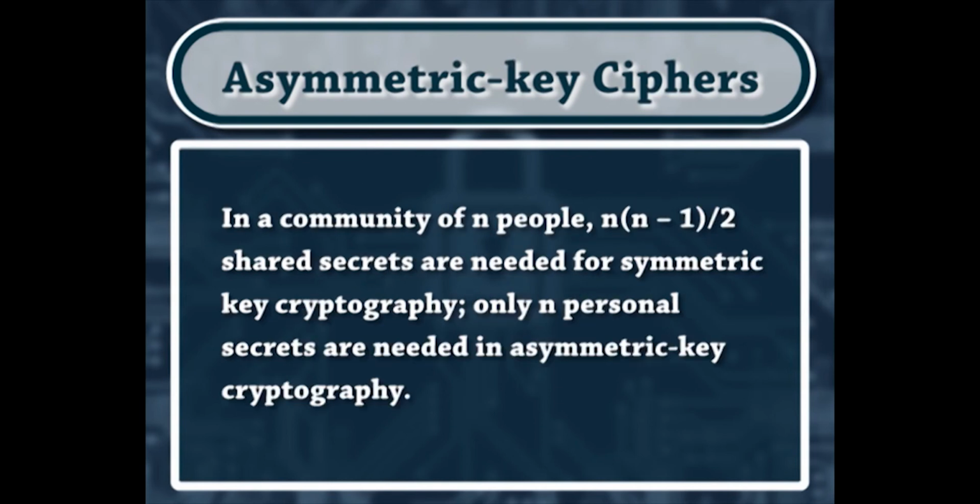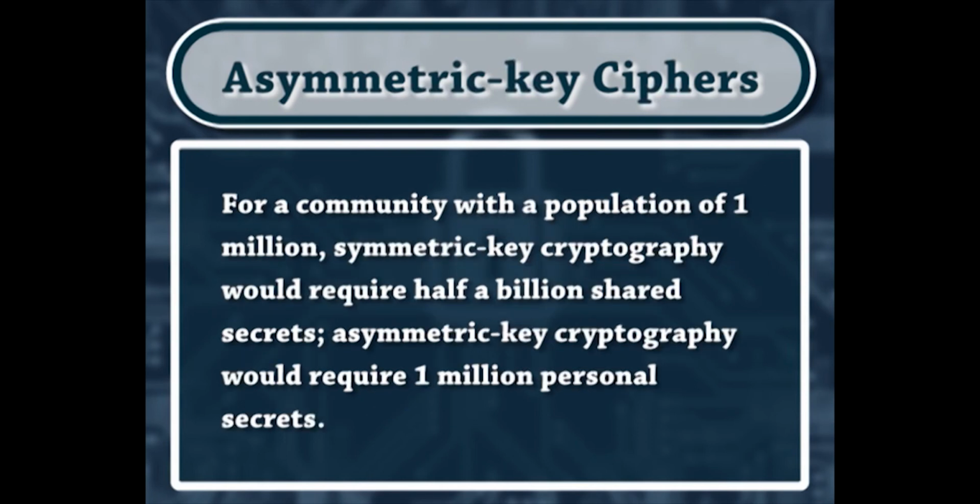In a community of n people, n times (n minus 1) divided by 2 shared secrets are needed for symmetric key cryptography. Only n personal secrets are needed in asymmetric key cryptography. For a community with a population of 1 million, symmetric key cryptography would require half a billion shared secrets. Asymmetric key cryptography would require 1 million personal secrets. There are some other aspects of security besides encipherment that need asymmetric key cryptography. These include authentication and digital signatures.